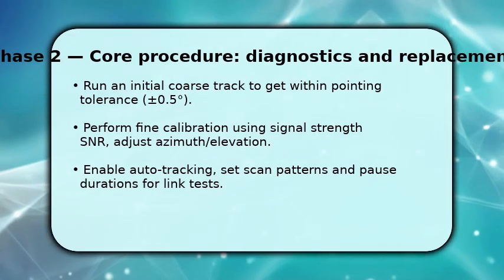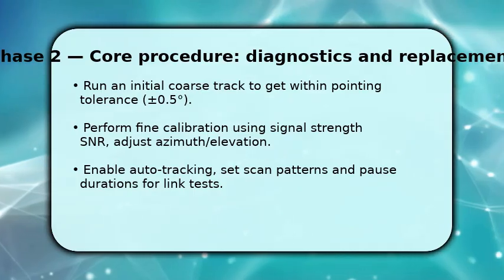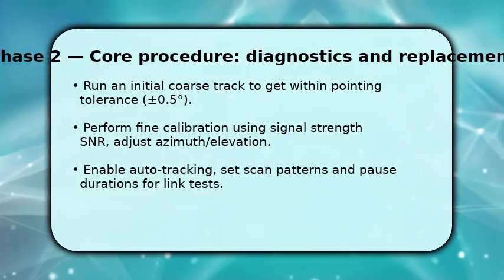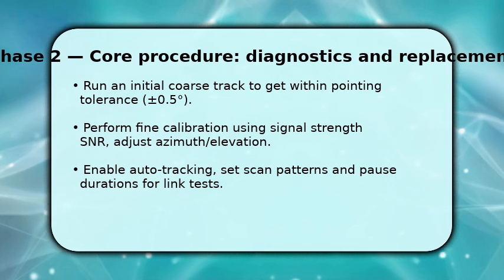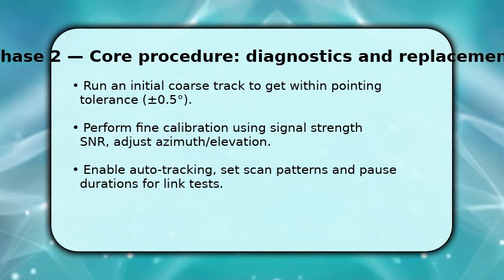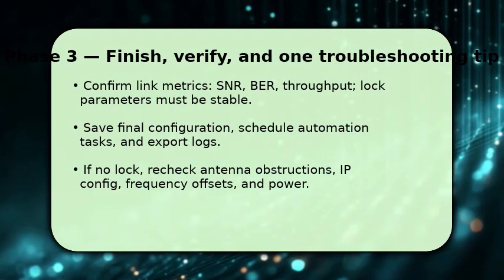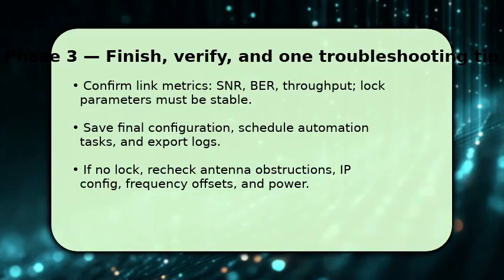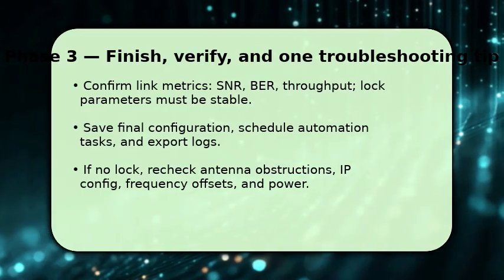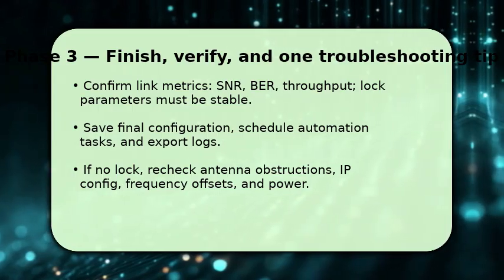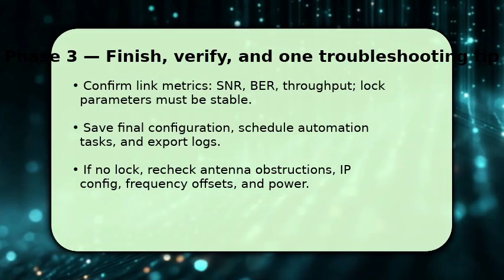After tuning, enable auto-tracking and configure scan patterns and dwell times for link verification. This lets the director maintain lock while you monitor performance metrics. To finalize, verify link metrics, SNR, bit error rate, and throughput until they are stable. Only then consider the link production ready. Once satisfied, save the final configuration, schedule any automation or recurring passes, and export logs for record keeping.